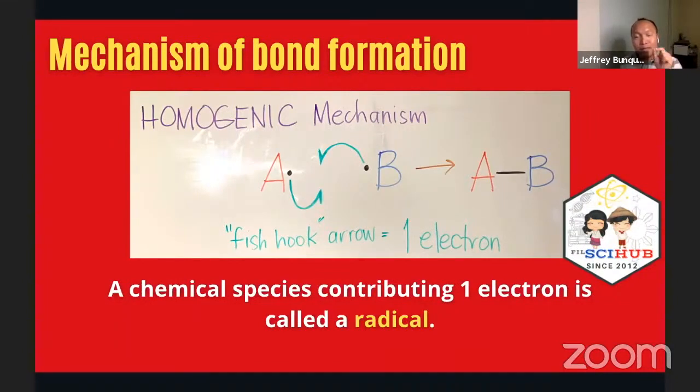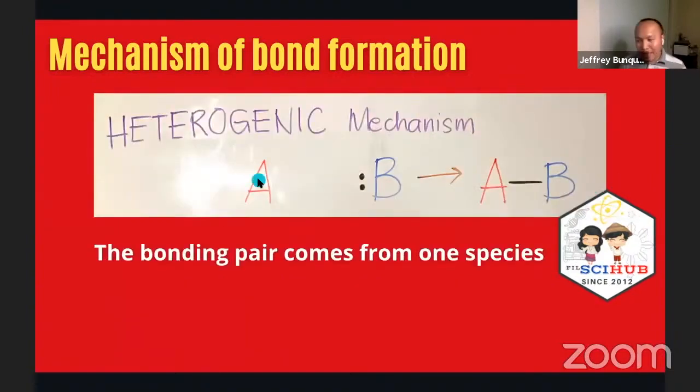That's how you represent single electrons moving during an organic reaction mechanism. So yan po yung papakatandaan po natin. And we call each of these species which has an unpaired electron a radical. So this is like a radical type mechanism for covalent bond formation. Okay.